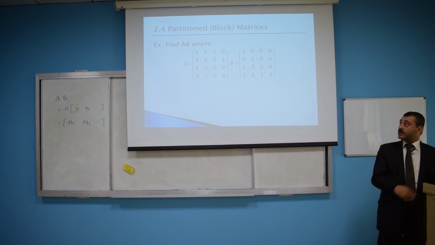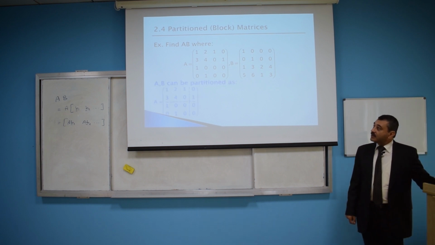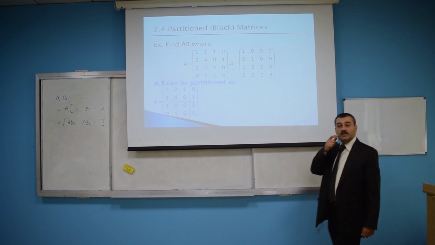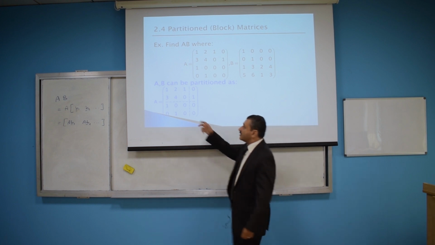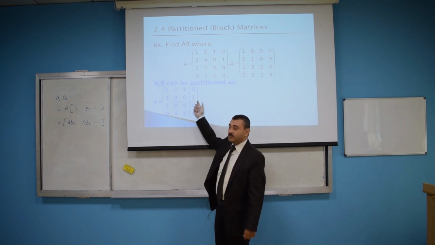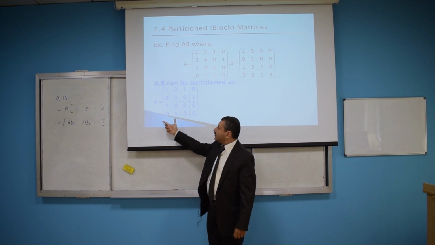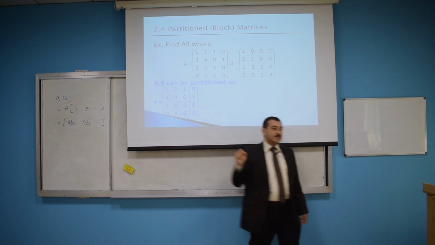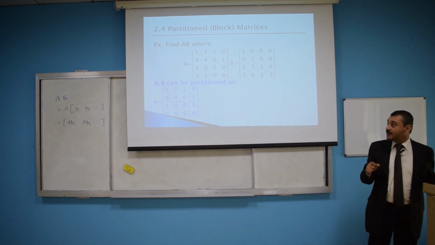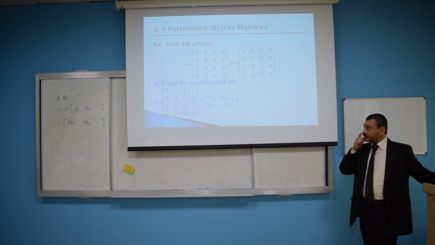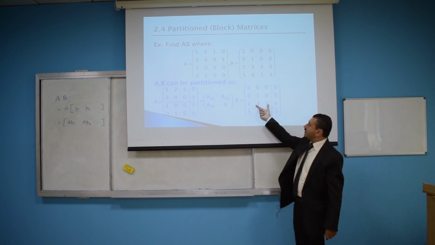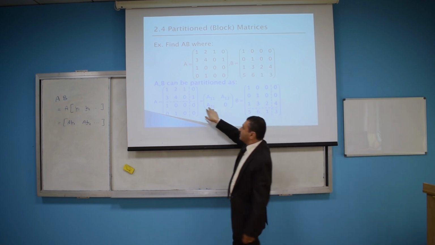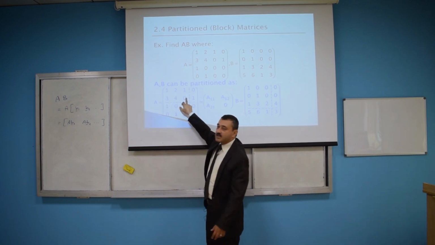So I'm going to partition the matrix A this way. So I'll divide the big matrix into 4 submatrices. This guy is 2x3 matrix, 2x1, 2x3, 2x1. And let's divide the matrix B in a different way. 3x3, 3x1, 1x3, 1x1.